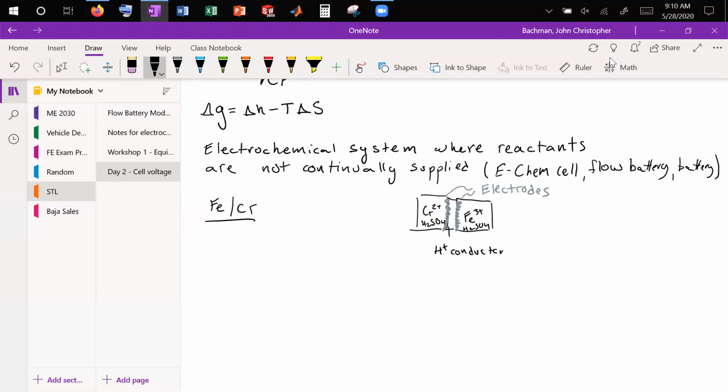If you want to do any analysis on your electrochemical system, the first thing you need to know is what are the reactions occurring at both electrodes. If you don't know that, you're dead in the water, right? So in this case, on the negative side, we have this chromium 2 plus, and when it discharges, it's going to lose an electron, and it's going to become chromium 3 plus and an electron. And on the positive side, you're going to have iron 3 plus, and when the system discharges, it's going to gain an electron, and it's going to go to iron 2 plus.